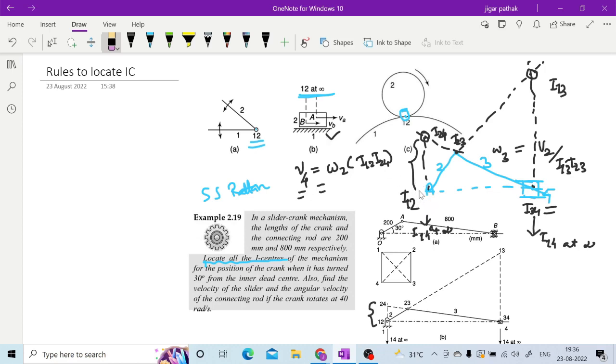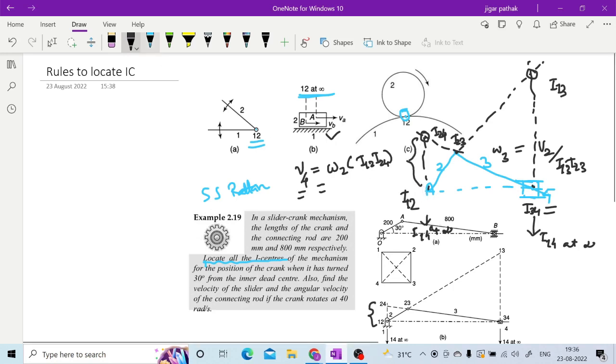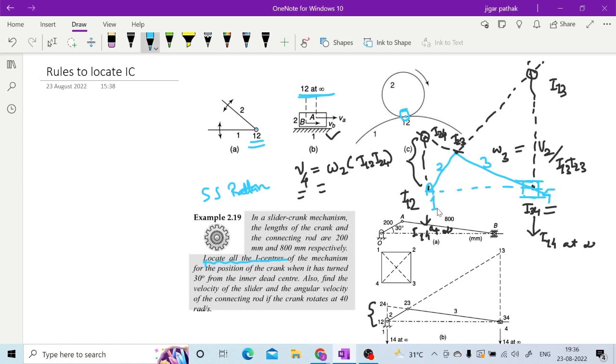Sir, I am asking, why don't we take the I14, like you were telling, that would be infinity, but it's totally linked, na, sir. 1 and 4. Sorry, 1 and 4. It's totally linked, na. Yeah, 1 and 4 are linked, but it is linked this way, as mentioned in this figure B. One is fixed and the other is sliding. So whenever you are having this kind of combination, the instantaneous center of rotation will go at infinity.